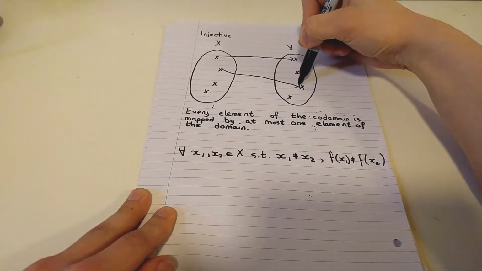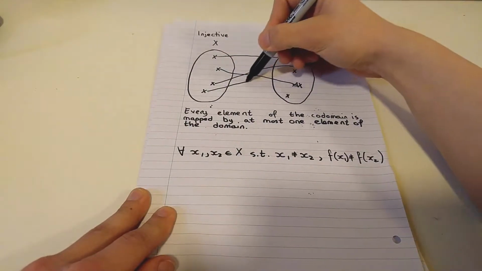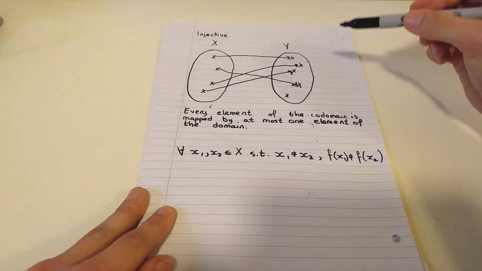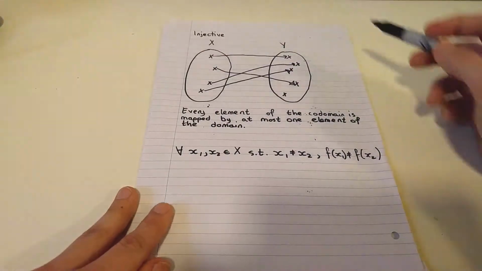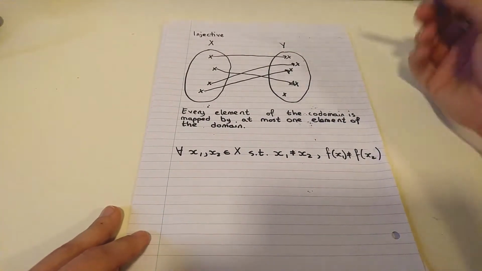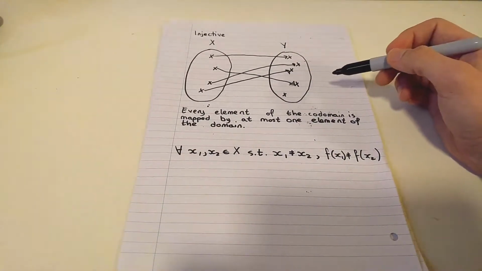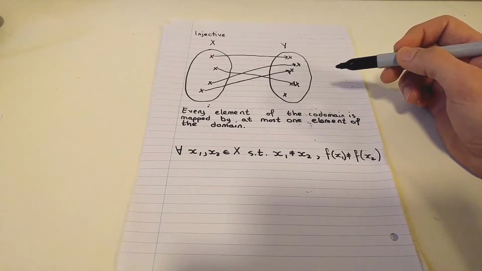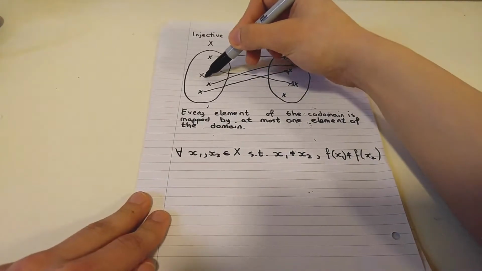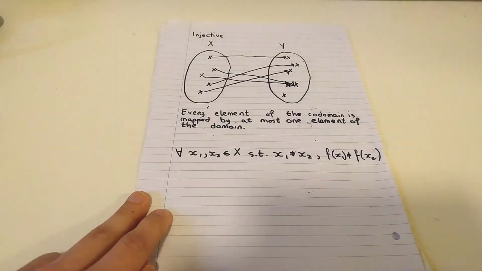So if we look at this on a graph, let's say this value maps onto that one, this value maps onto this one, this value maps onto that one, and this value maps onto this one. No element in the codomain has more than one x attached to it. That's what an injective function is. There can be some that don't have one, but there can't be any that have more than one. So if we imagine we had another point, and that one went to this point as well, then this function is no longer injective.